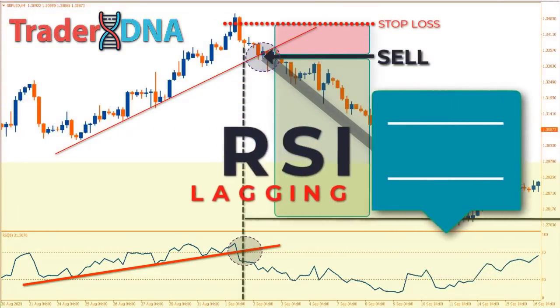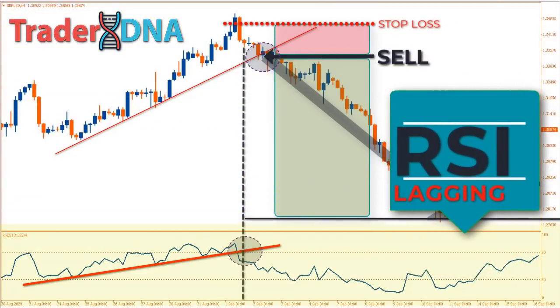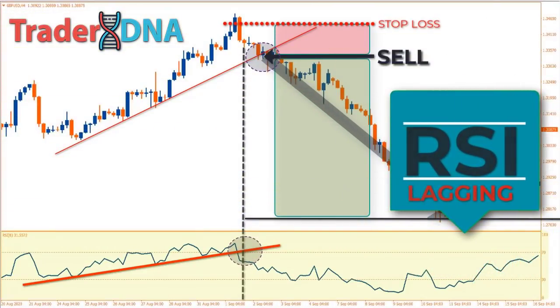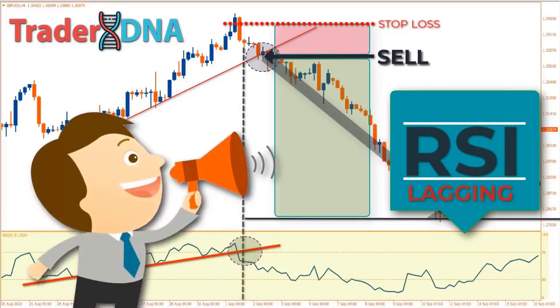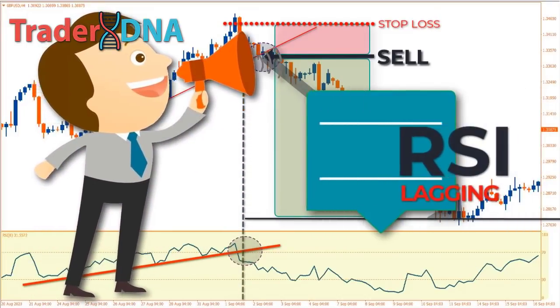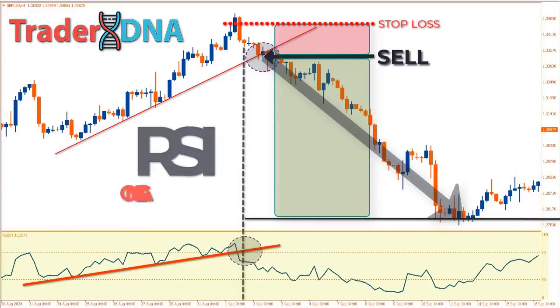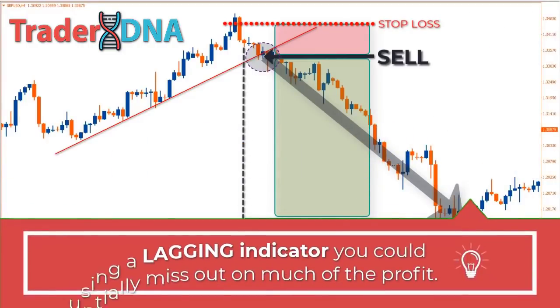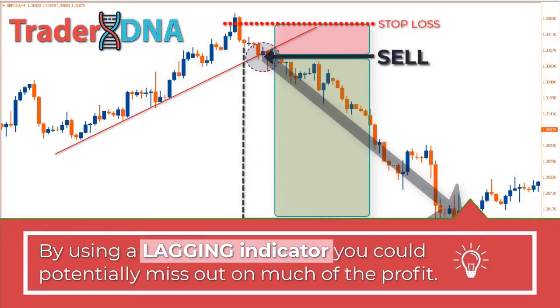RSI, in its nature, is a lagging indicator. A lagging indicator gives a signal after the trend has started and basically informs you, "Hey buddy, pay attention. The trend has started, and you're missing the boat." And the downside is that you'd be a little late in entering a position. Often the biggest gains of a trend occur in the first few bars, so by using a lagging indicator you could potentially miss out on much of the profit.